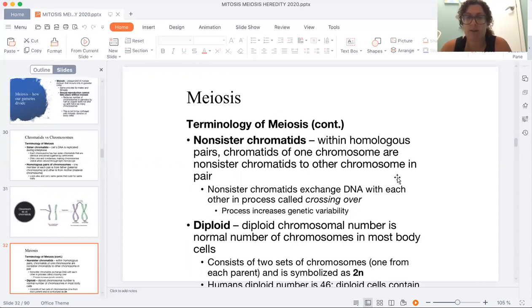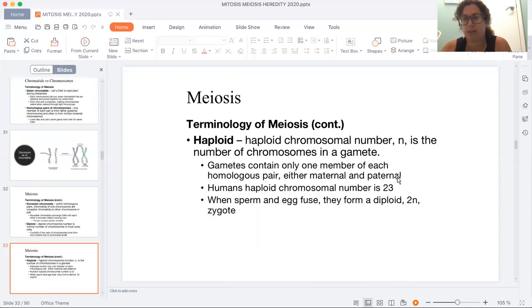If we didn't have non-sister chromatids and the process of crossing over did not occur, we'd all be clones and we'd have lots of genetic defects, and it would not ensure the sustainability of the human race. Then we have the term diploid, which I've already said a few times, but there's two sets of chromosomes, one from each parent. Haploid means just half of what's being given.